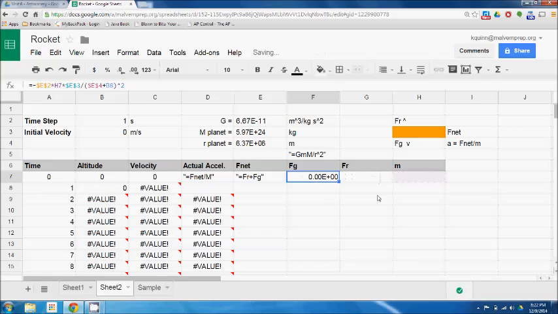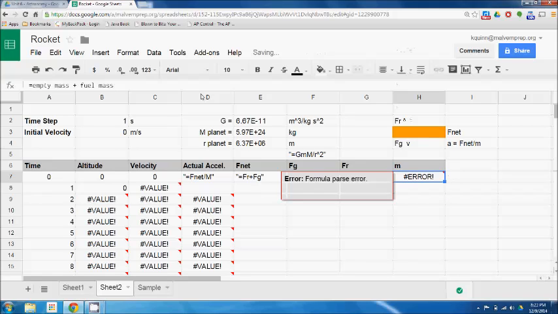Now it's given me the value 0 because I have no mass yet. This is a number that you're going to get from me. I think it's on Schoology. And we are going to be using the mass of the Delta IV Heavy rocket. And when the rocket is on the pad, the mass is the empty mass plus the fuel mass.